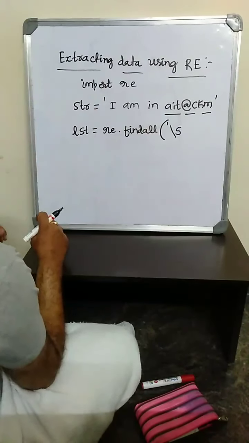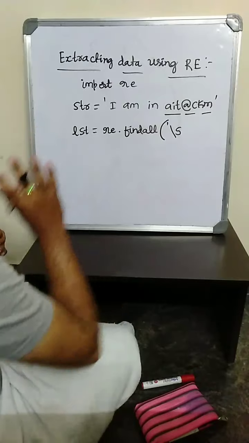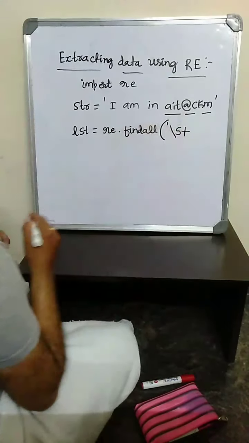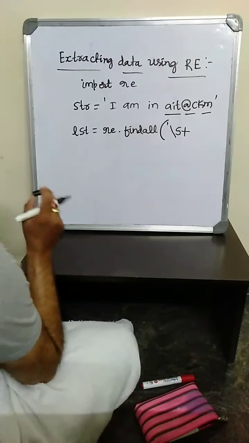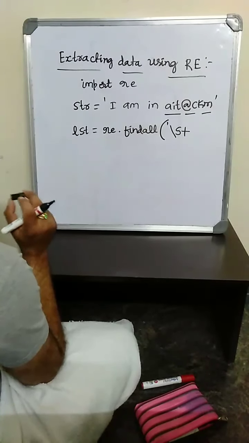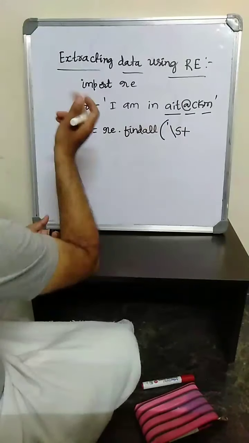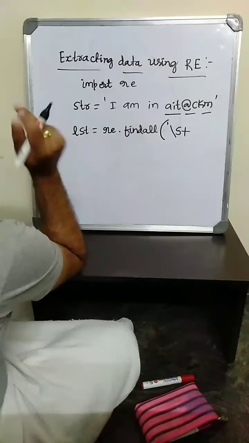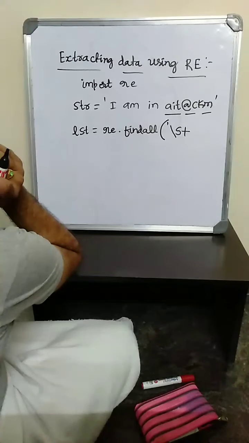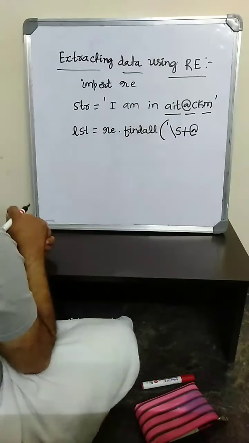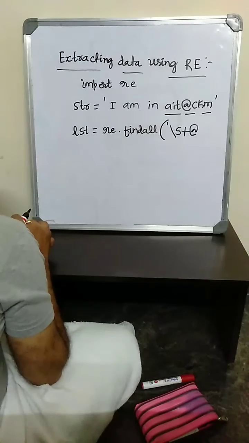So that is why I am using here backslash S, and I am making use of here plus. That is one or more occurrences. Is that clear to everybody? One or more occurrences. So this is for AIT, because it is a string. And after AIT, what do I have? The at the rate symbol. So I have to make use of at.